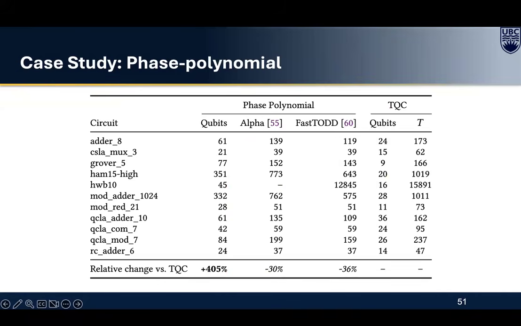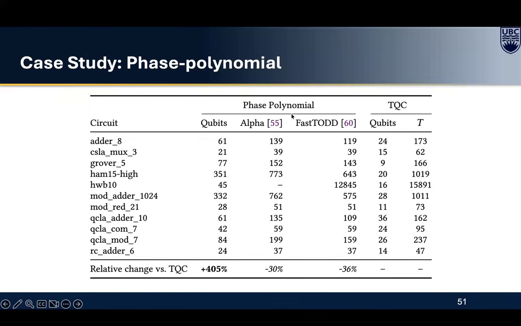So finally, I want to show this case study for the phase polynomials. I mentioned that under the constraint of the same number of qubits, what you can get the best in terms of T-count optimization is perhaps just the ZX calculus, and we achieve the same T-count as compared to the ZX calculus.